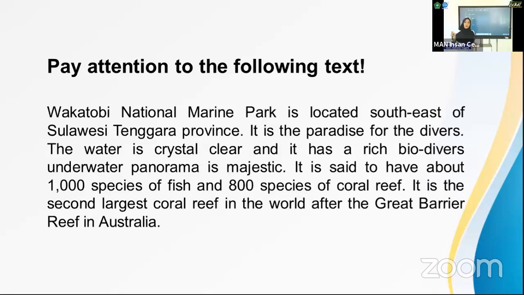Okay. We're going back to this example of one of the descriptive texts. Yeah, this is about Wakatobi National Marine Park. Okay, as you can see there, coba kalau kalian lihat itu ada is ya. Wakatobi National Marine Park is located, berlokasi di Southeast of Sulawesi Tenggara Province. It is the paradise. Okay, so it is the paradise. It-nya itu mengacu kemana? It refers to Wakatobi National Marine Park, so that we use is as to be.